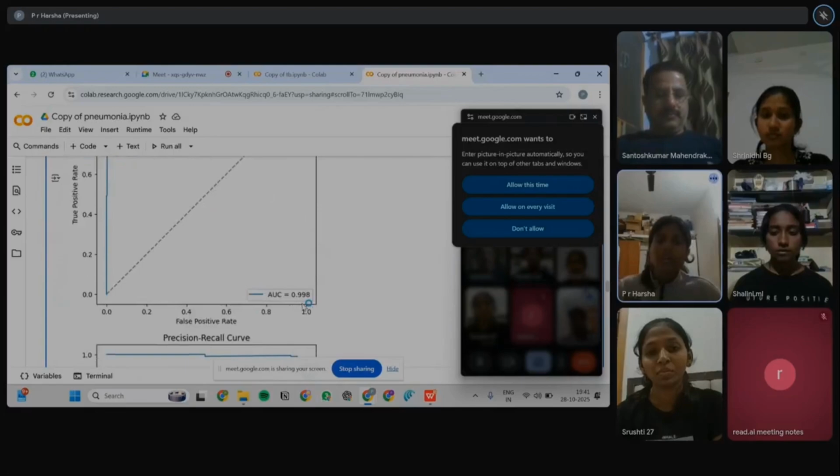That means the model differentiates efficiently between the TB cases and the non-TB cases, or pneumonia cases and non-pneumonia cases.